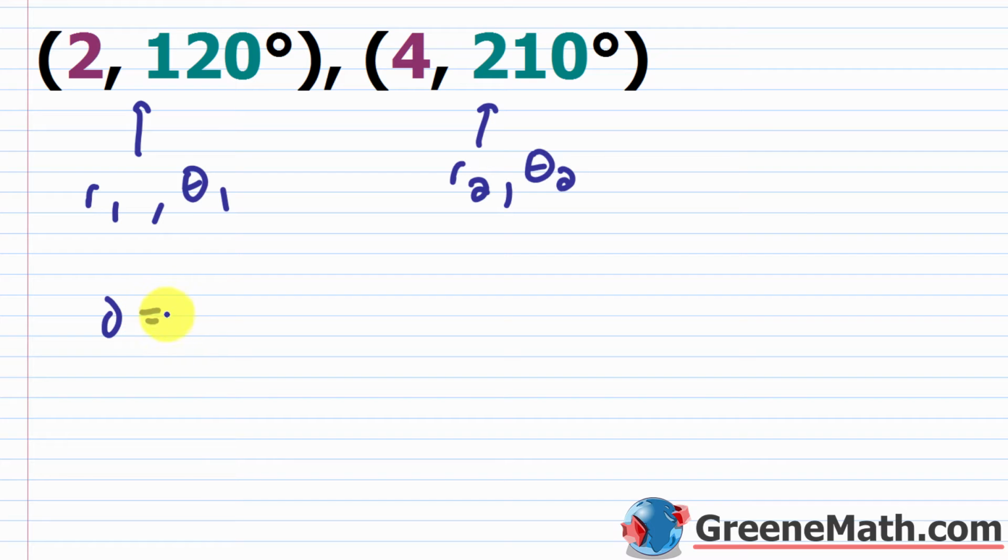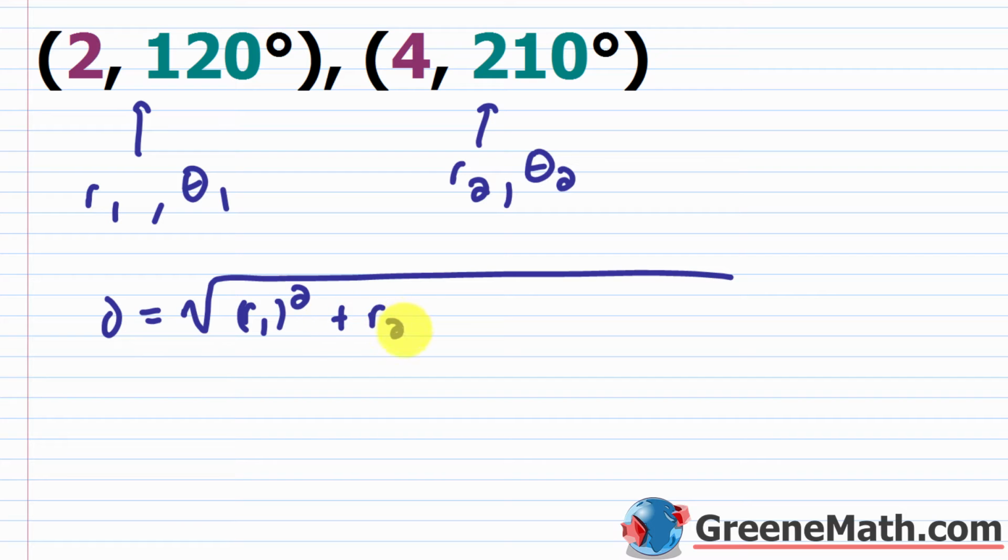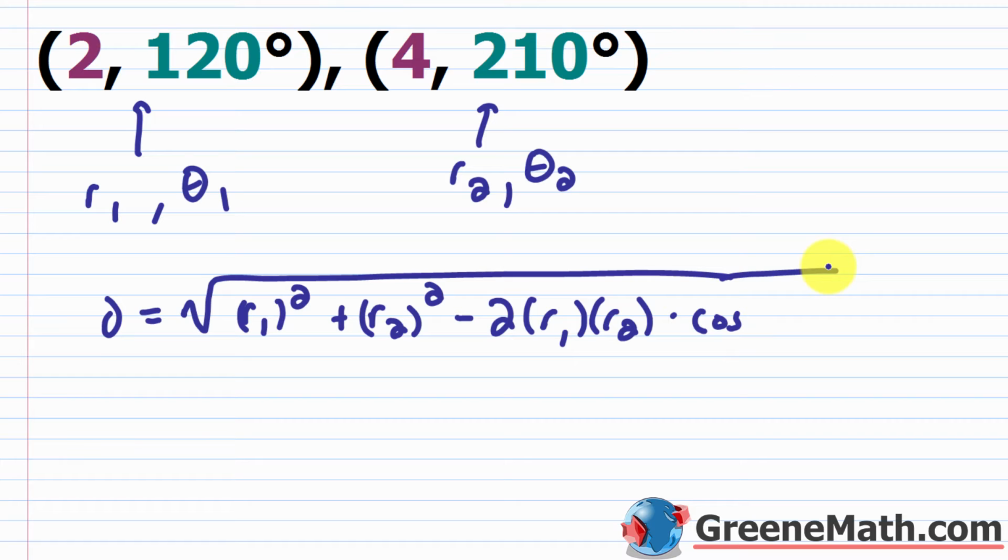So the distance between the two, let me write it out a few times so you get used to it. So r sub 1 squared, plus r sub 2 squared, and then minus 2 times r sub 1 times r sub 2, multiplied by the cosine of the angle between them. So we're going to say theta sub 2 minus theta sub 1. Let's go ahead and plug in. Everywhere we see r sub 1, we're going to plug in a 2. So let's put 2 squared here, and let's put 2 here.